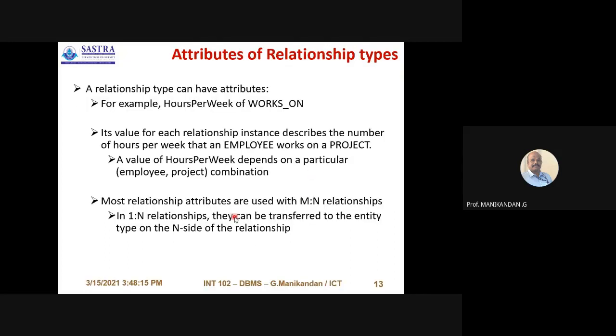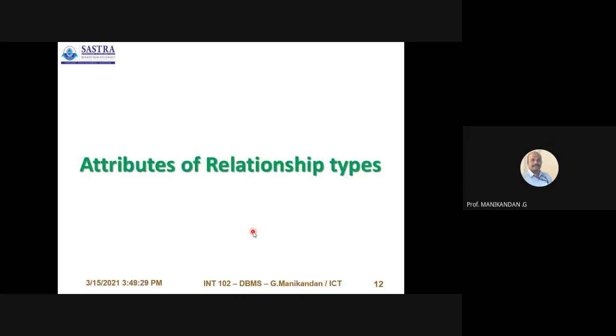So that is the last thing. Depending upon the cardinality ratio, if you are going to have 1:1, you can move it to any one of the entity types. If your relationship type is going to be 1:n, then you need to transfer that attribute to the n side of the relationship.